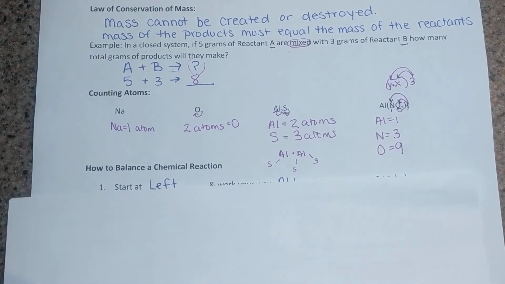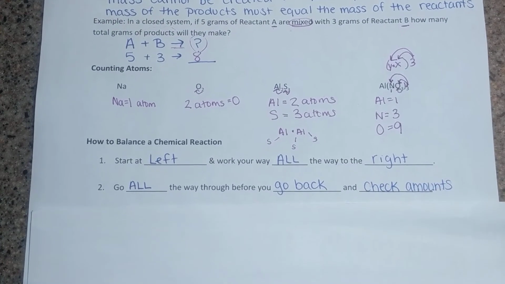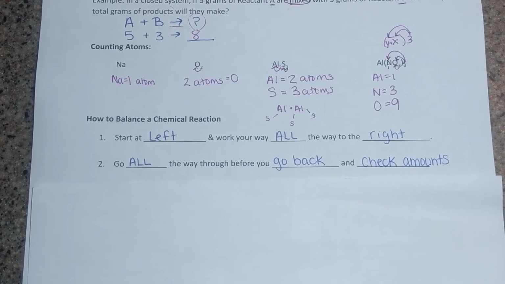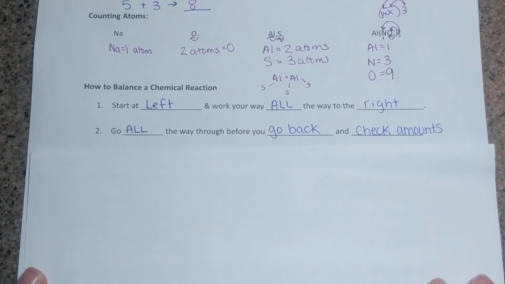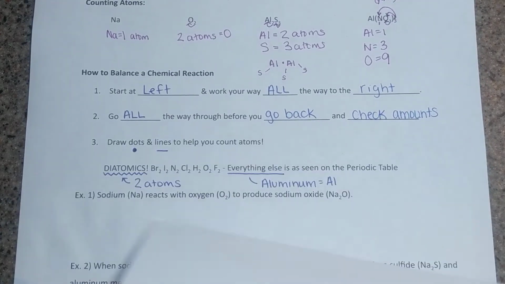This is important because we need to balance chemical reactions. To balance a chemical reaction, we will start at the left, or my reactant side, and work all the way to the right, or my product side. I need to go all the way through my reaction before I go back and check my amounts. I'm going to draw dots or lines to help me count atoms.